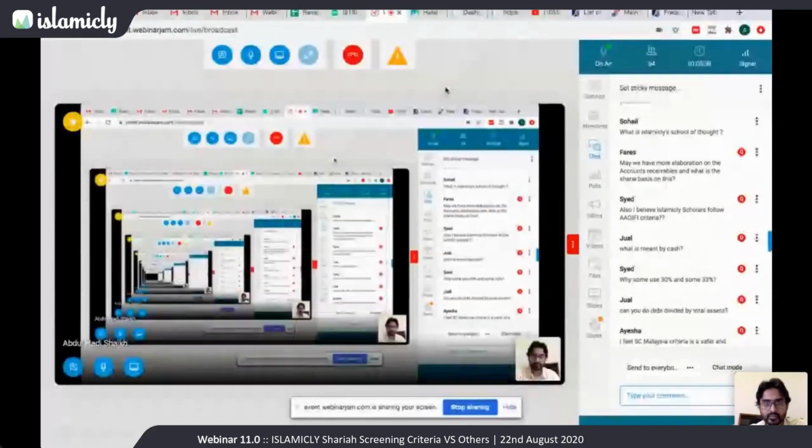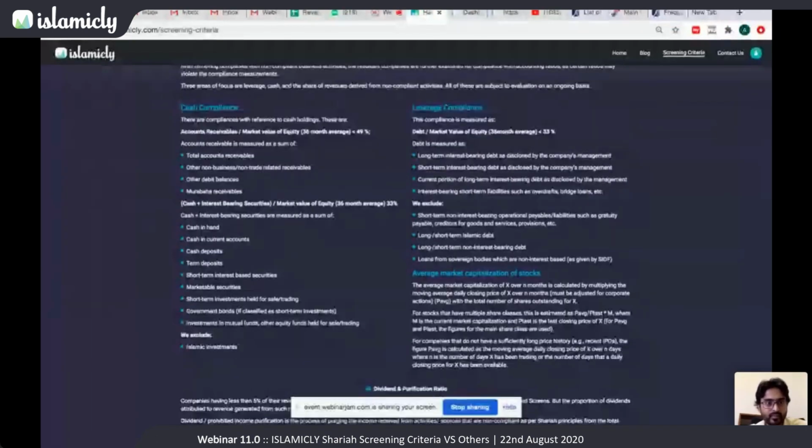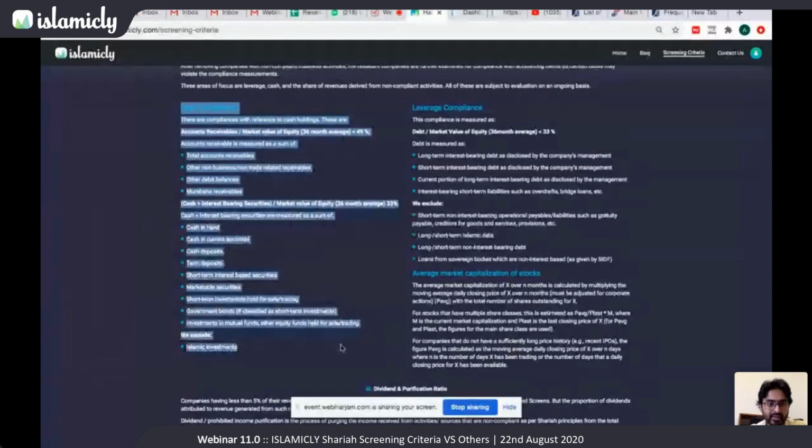Jules is asking what is meant by cash. As I said in the previous webinar, we have discussed this in detail as to what is meant by cash, what is meant by debt, what is meant by accounts receivables. Nonetheless, on the Islamicly.com website, on the screening criteria, you can clearly see what are the components of cash. I'll bring it up as well right away so that you can have a look at it. You can see here, this is the screening criteria of Islamically, and we've given out the complete meaning of what is meant by cash, what is included and what is not included. All right, moving on to the next question.